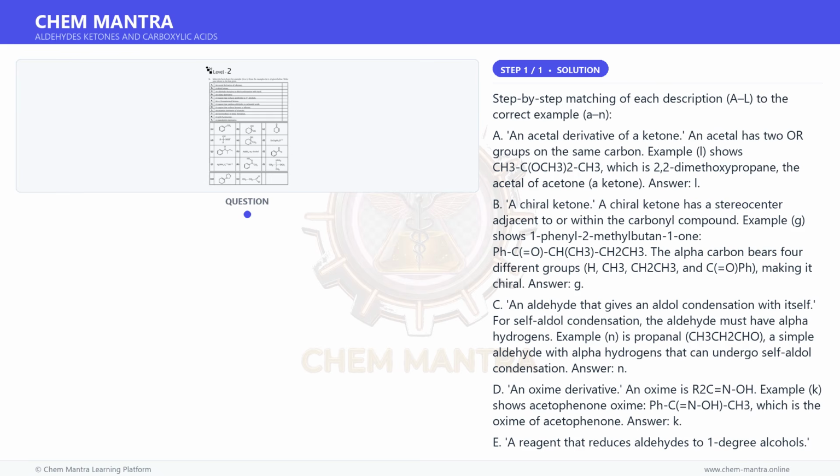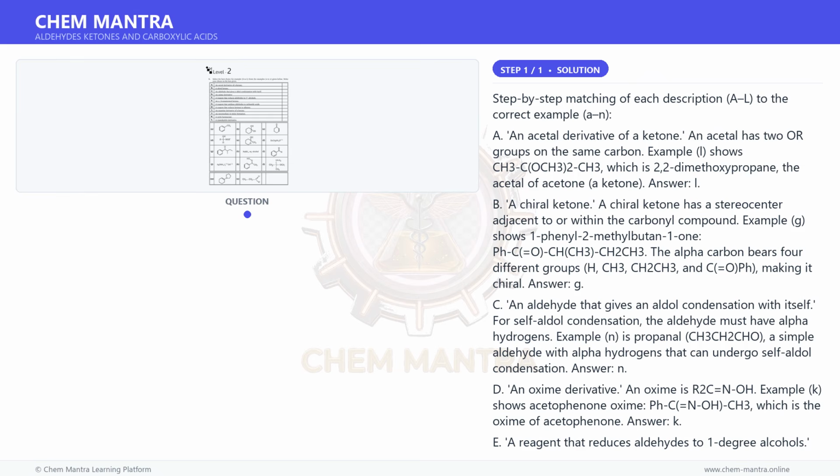Answer, J-D. K, a cyclic hemiacetal. A cyclic hemiacetal has one OH and one OR on the same carbon within a ring. Example E shows a 6-membered ring, tetrahydropyran, with OH and OCH3 at the anomeric carbon, a cyclic hemiacetal. Answer, K-E. L, a cyanohydrin derivative. A cyanohydrin has both OH and CN on the same carbon. Example B shows 1-cyanocyclohexan-1-ol, cyclohexane with OH and CN at C1.